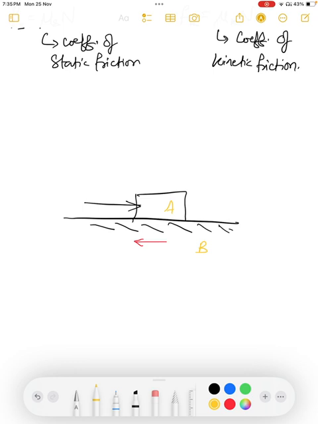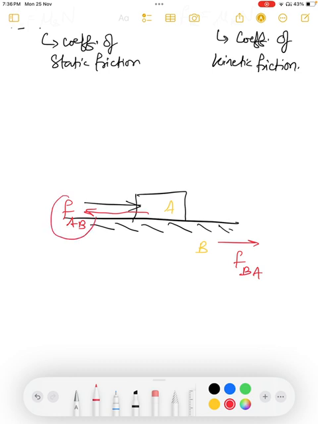So this frictional force acts on the body, and this is the frictional force on A due to B. And as you know, due to Newton's third law, the same equal and opposite force is applied by the body on the surface. We are not concerned about this now.